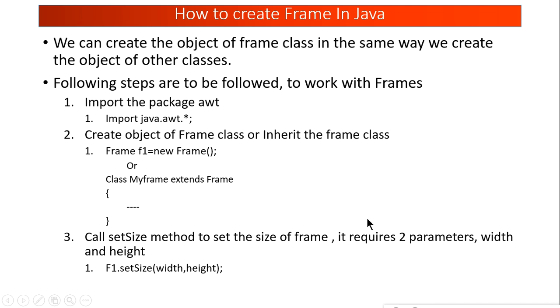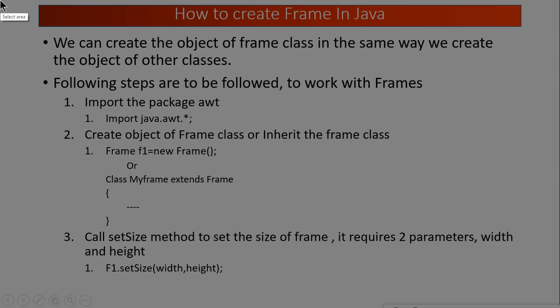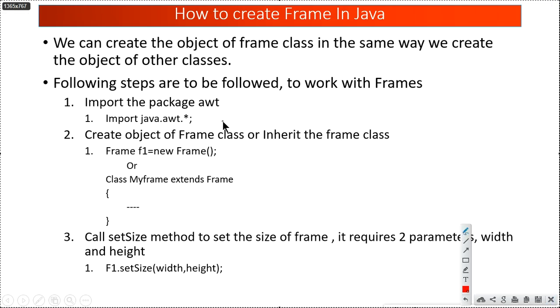Now, how to create frames in Java? These are the steps that you can follow to create the frame. First of all, you have to import the package. This is the first line. Then you have to use the frame class. You can use the frame class in two ways. Number one, by creating the object, or by inheriting the frame class. I'll explain both of these. Once you have created the frame, you have to specify the size of the frame. You do this by using the setSize method. Pass the width and height.